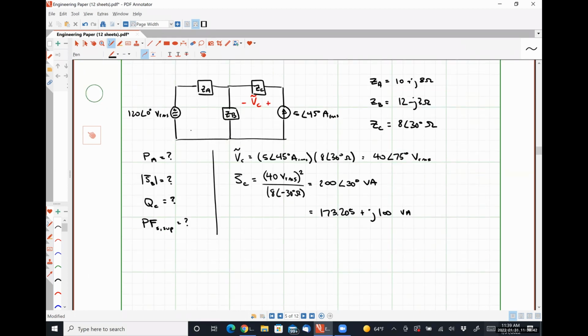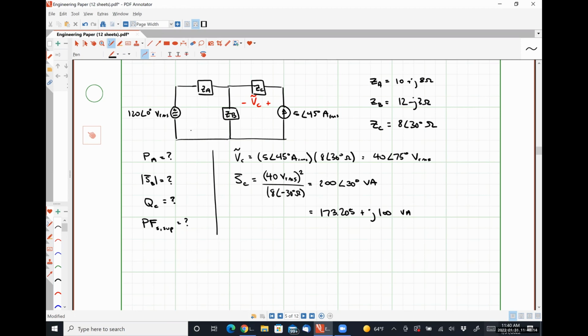So for an RMS phasor voltage of 40 angle 75 degrees, the magnitude is just the 40. So that's why I squared that. And the impedance ZC is 8 angle 30 degrees. So the complex conjugate of 8 angle 30 is 8 angle negative 30. Is that legit?